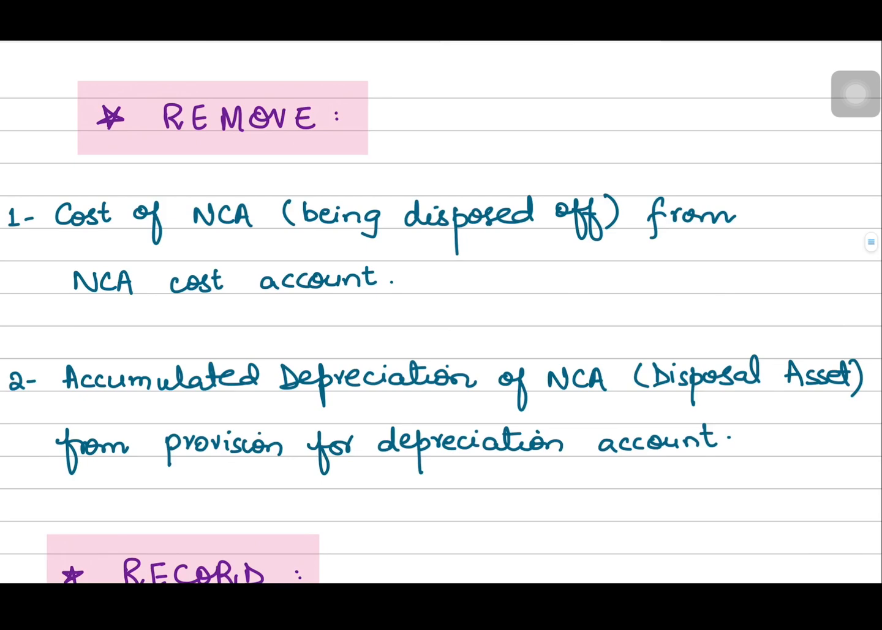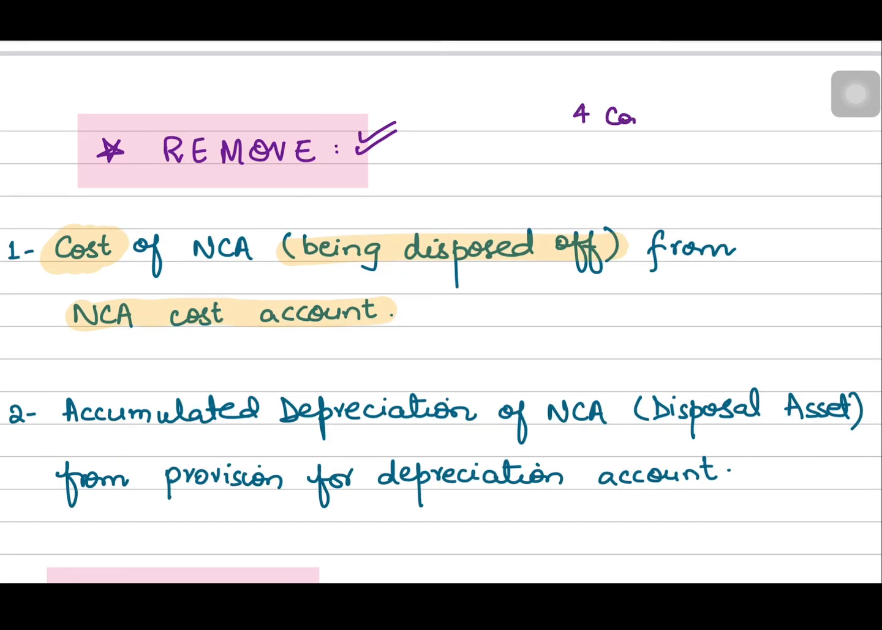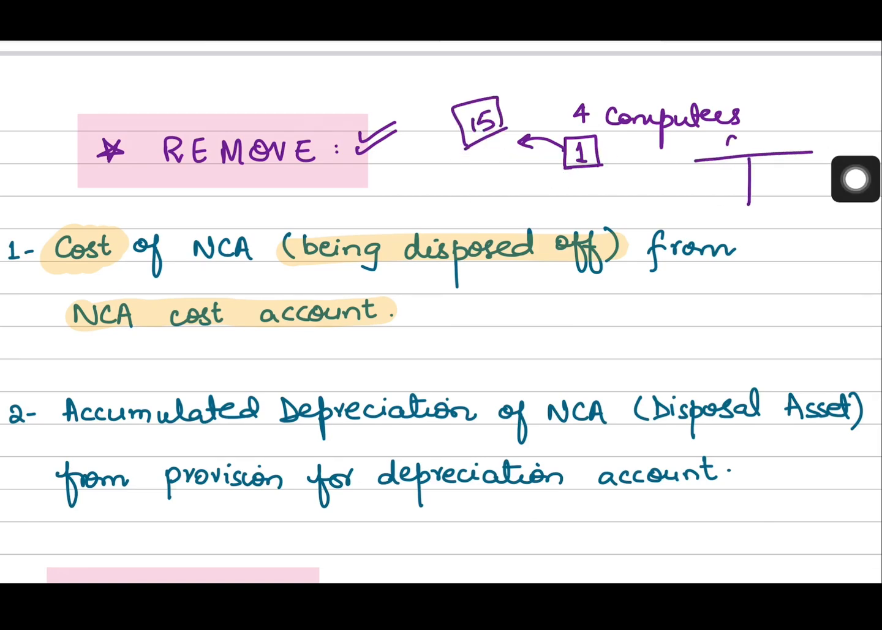So first of all, you have to remove 2 things from your accounting records. First thing is the cost of the non-current asset, of course that non-current asset which is being disposed of right now. That cost is now to be removed from the non-current asset cost account. So for instance, you have 4 types of computers in your premises which you are using in your business. You decide to dispose of one of these computers. Now this computer had been purchased, let's say 15 years ago. So its cost is being recorded in the T account of computers from the past 15 years.